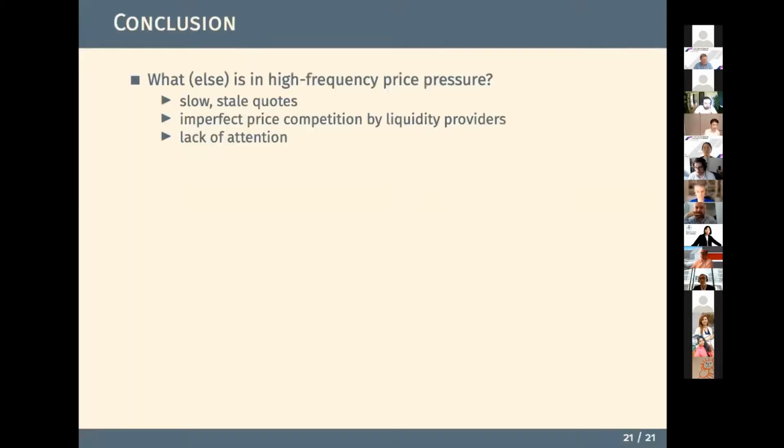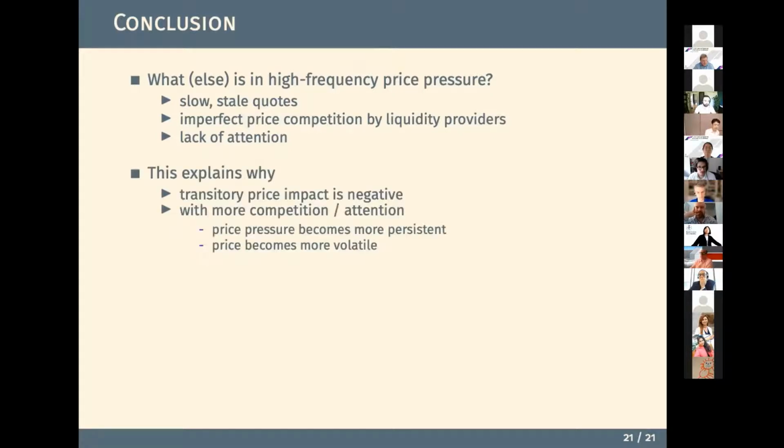To conclude, I ask a sort of very simple question. We know what should be in the high frequency price pressure, like the inventory costs, right? So what else is there? My answer is there are stale quotes. And such stale quotes reflect the imperfect price competition and the lack of attention by the fast coders. This explains why the transitory price impact is negative.